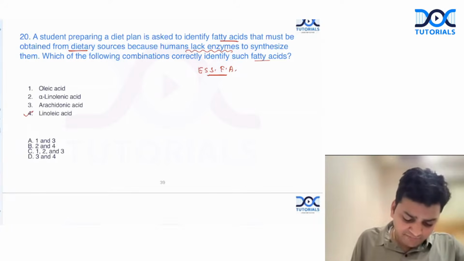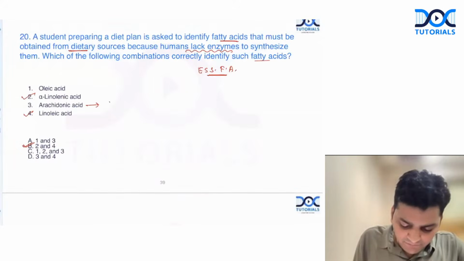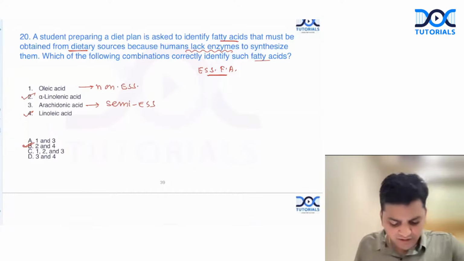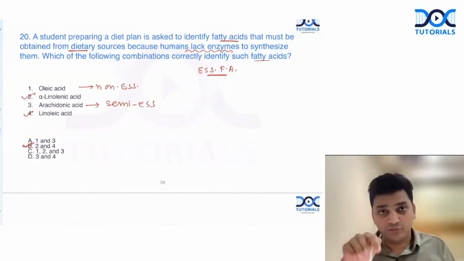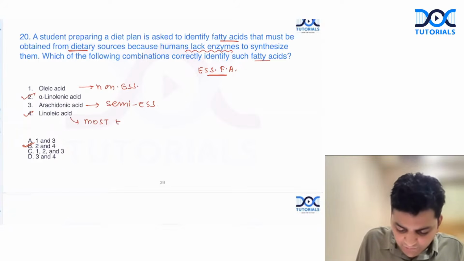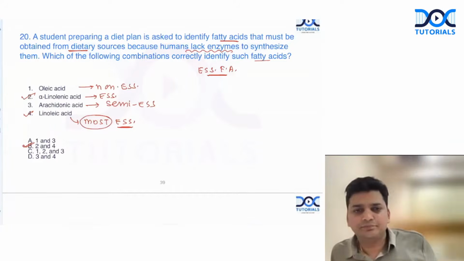The linoleic acid, alpha linolenic acid. These are the essential ones, second and fourth. Arachidonic acid is a semi-essential one. This is a non-essential. So the essential are 2 and 4. And if I ask you, this was asked in the INI CET recently, which is the most essential? The most essential is linoleic acid. So these two are essential, and if they ask which is the most essential, it is the linoleic acid.